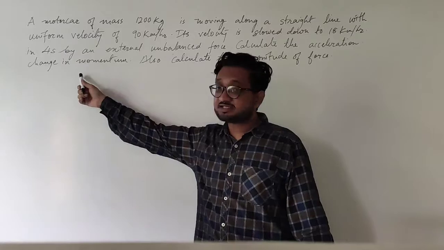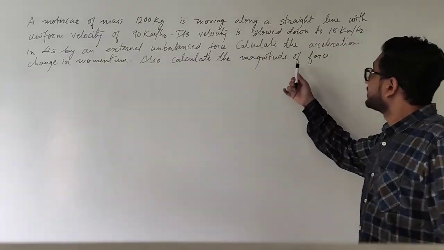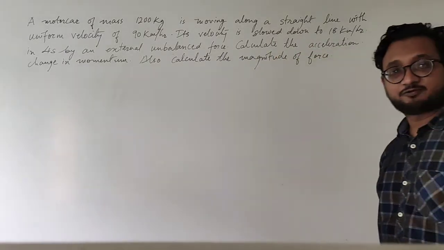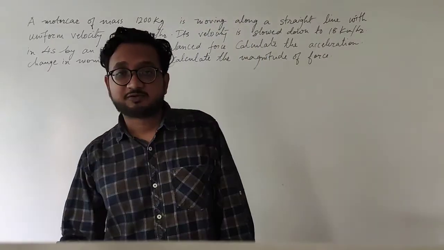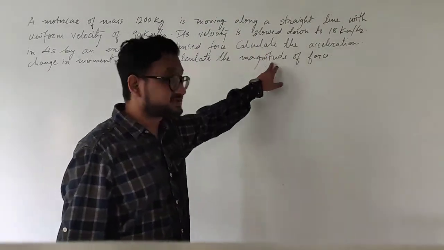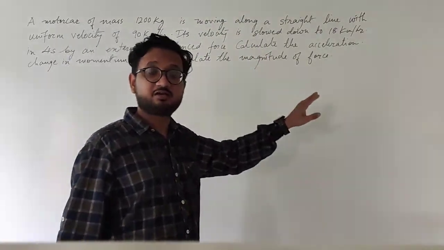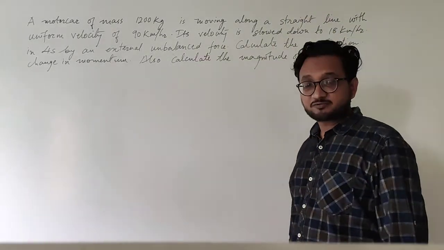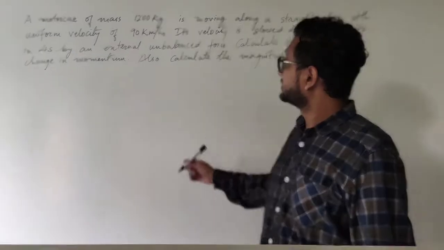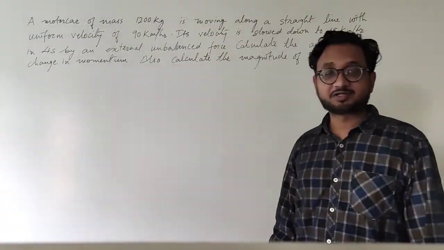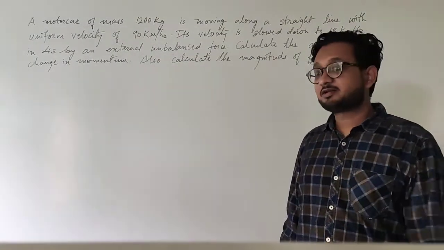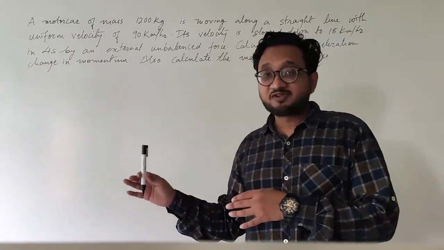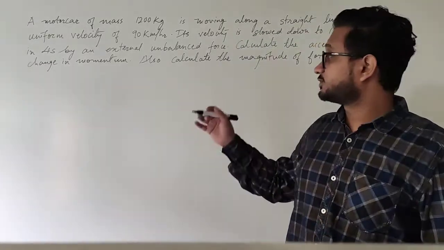The second one is change in momentum. And finally, also calculate the magnitude of force. So you need to find the force. Before that, acceleration, change in momentum, and then force. So you need to find 3 things from this numerical. But first of all, the thing that you need to do is convert this kilometers per hour into meters per second. Once again, what I taught you before in the previous chapter, that is the motion chapter, you will need to apply that over here.